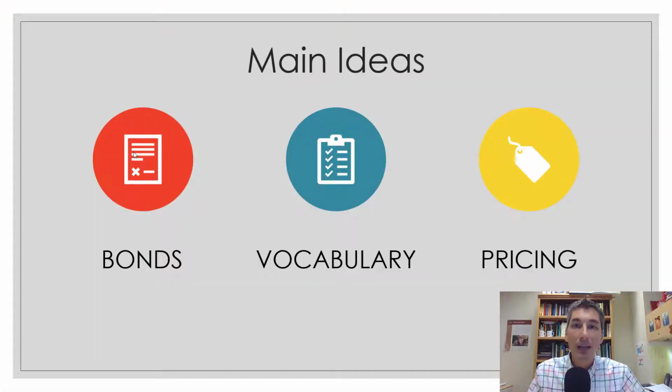So we've got three main ideas. The first is what is a bond? The second, just a bunch of vocabulary that gets used when we look at bonds. And then the last one is how do you price bonds?